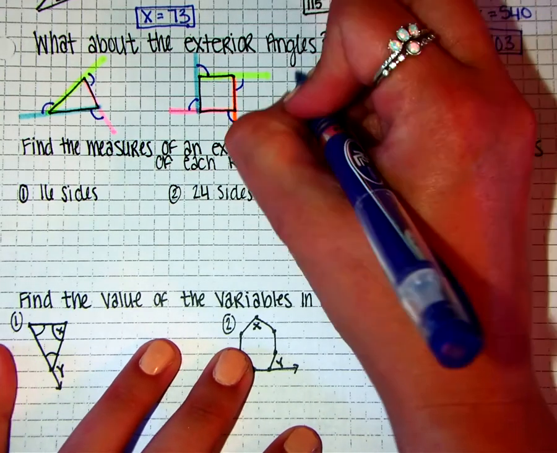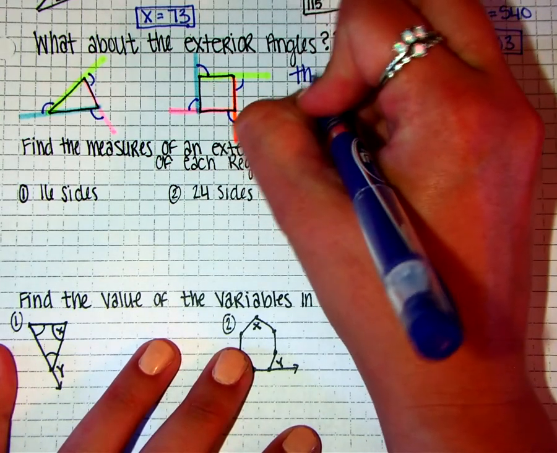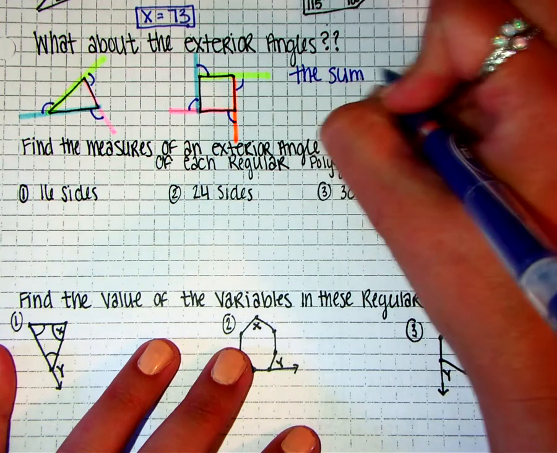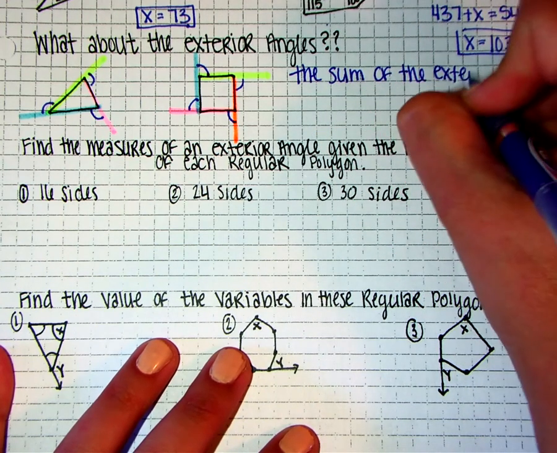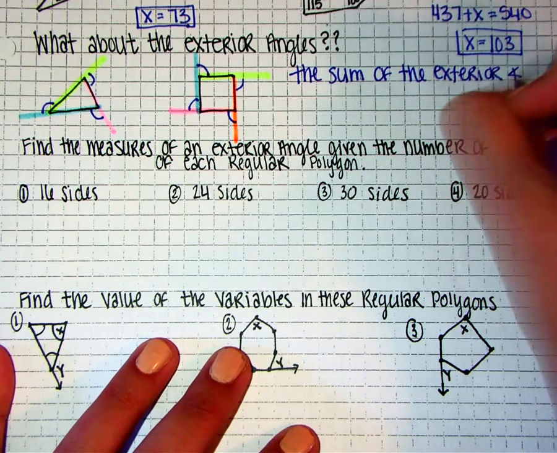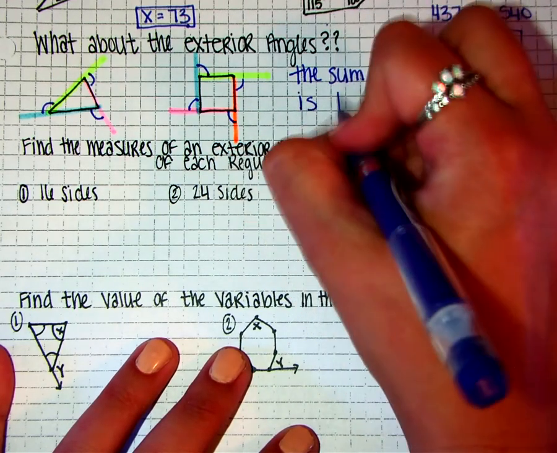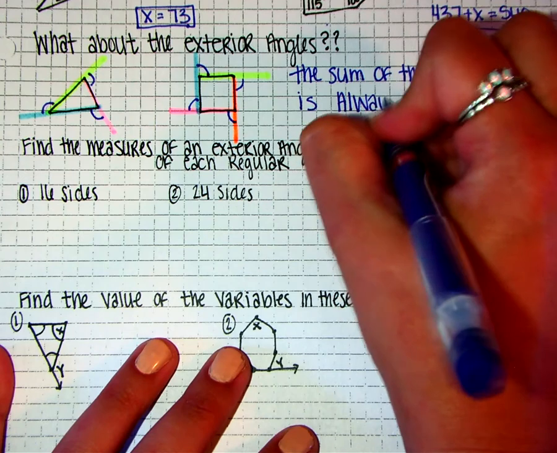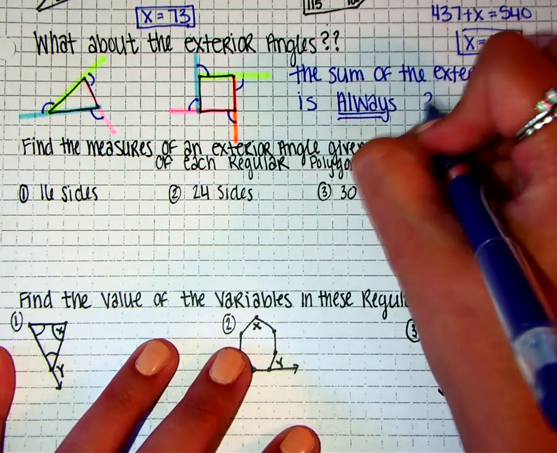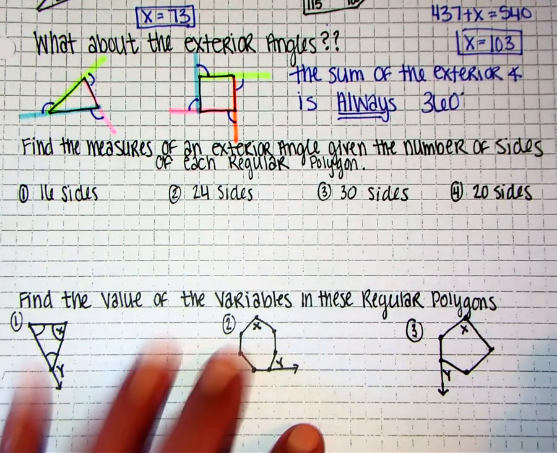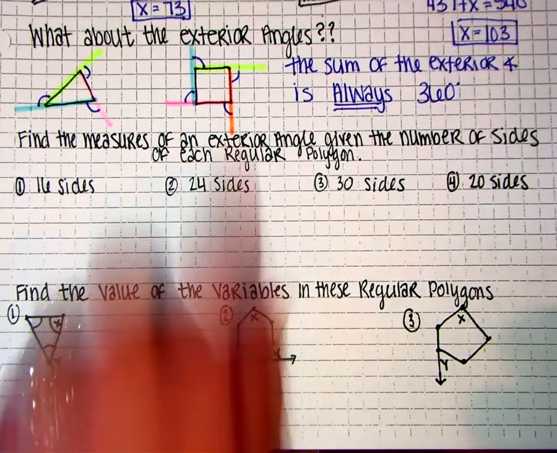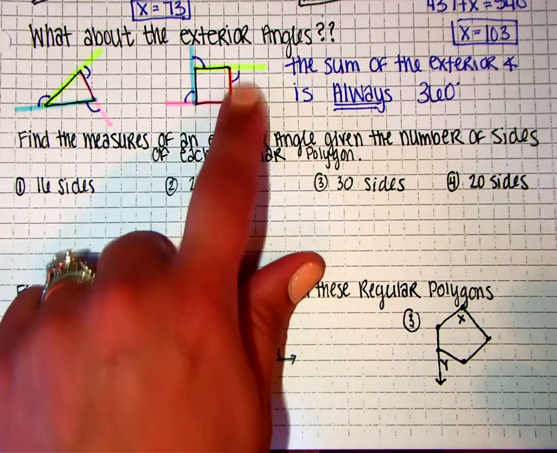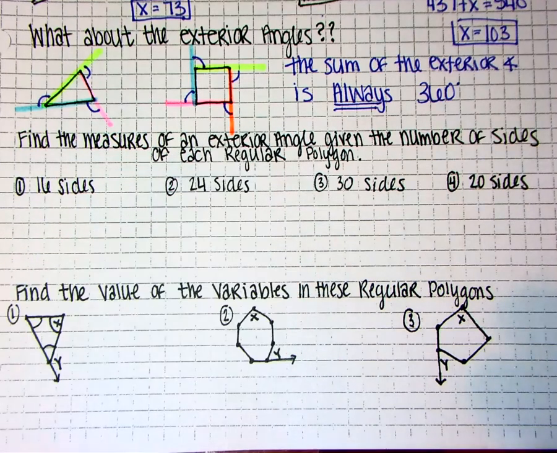So let's do the sum of the exterior angles is always 360 degrees. I don't care how many sides the shape has. It will always add up to 360. It just means the more sides, the smaller these values are. All exterior angles always add to 360.